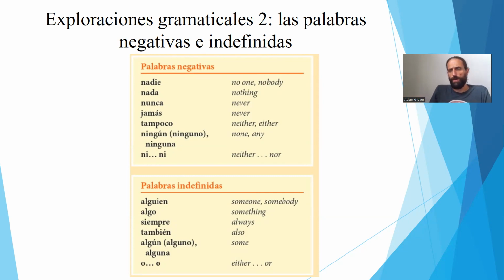On the screen in front of you, you have a list of the most common negative and indefinite words. And I want to point out a couple of features of these words. Start with the negative words. The first thing you'll probably notice is that negative words very often begin with n. So nadie, nunca, nada, ningún, ni. Now, not all negative words fit this pattern. Tampoco, jamás, don't. But in general, when you're thinking of negative words, think of words that begin with n.